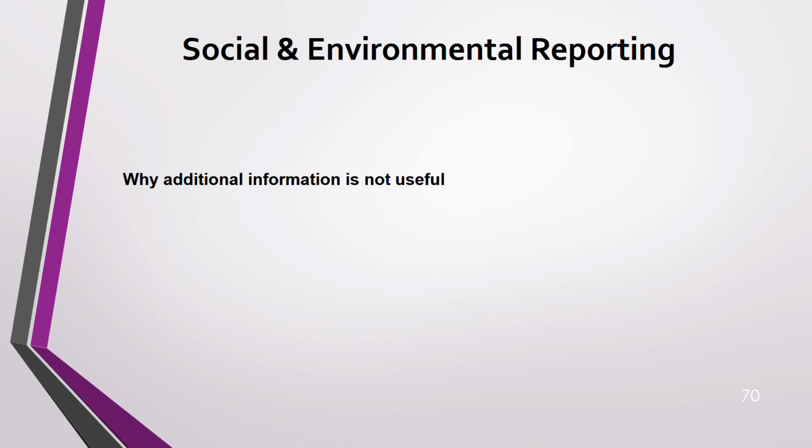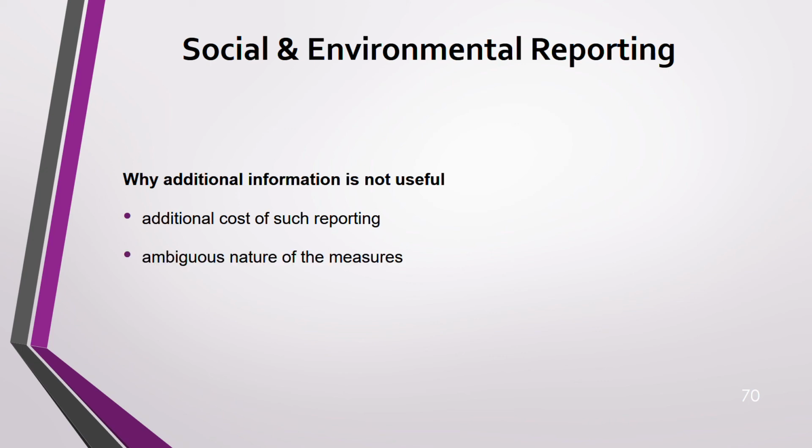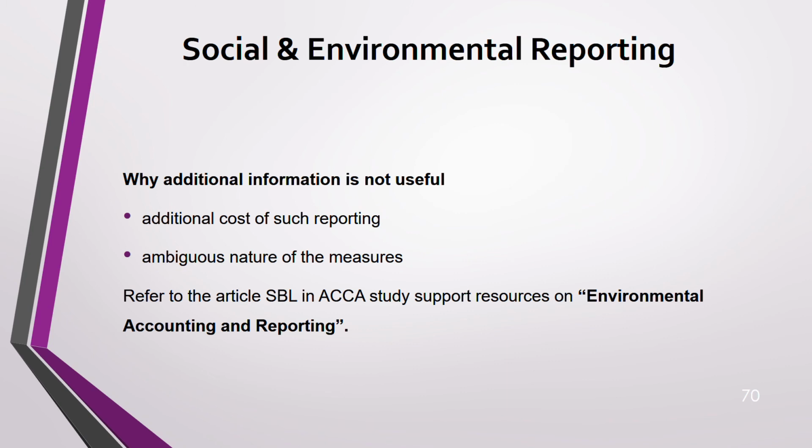Now, areas where it's not useful. Cost. The biggest is cost. It's very costly to give such information. Second, the ambiguous nature of measurement. It's not easy to measure like finance, like your profit, like your cash flow. This is very difficult. For that, you can use your technical article on environmental accounting and reporting.